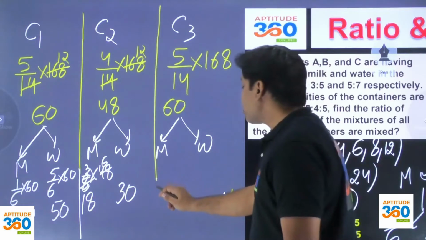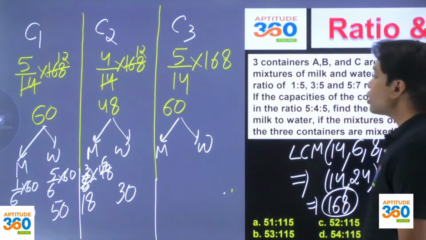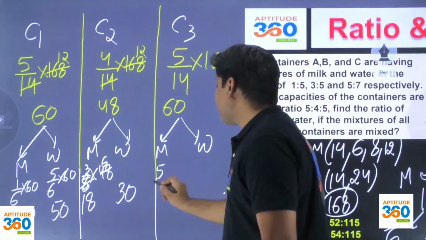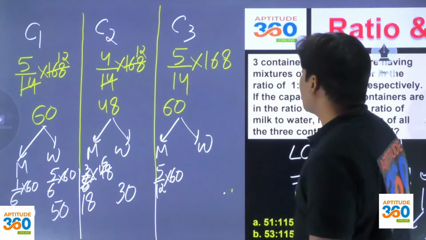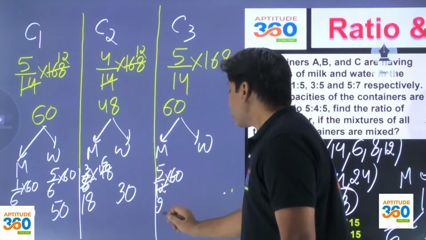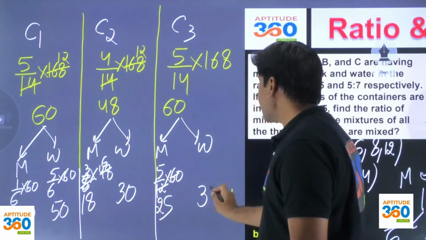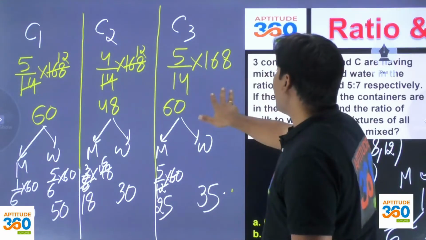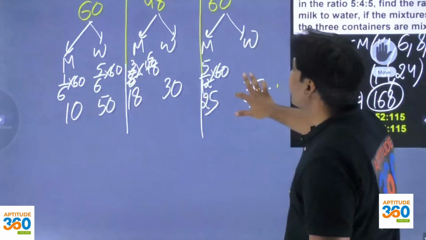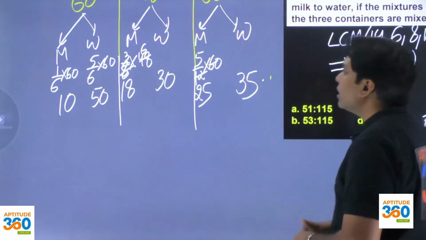And in the third one, the ratio is 5:7. So milk is going to be 5/12 of 60, isn't it? 5/12 of 60. So this is going to be what? 25 liters will be milk and hence 35 liters will be the water. Now if such is the story, we can find out how much is milk and how much is water. We can do the addition.